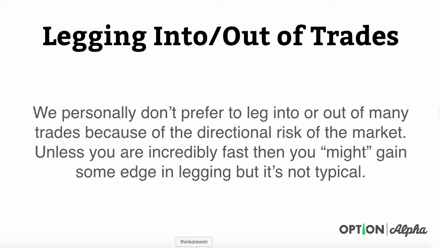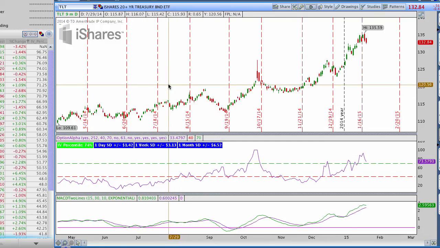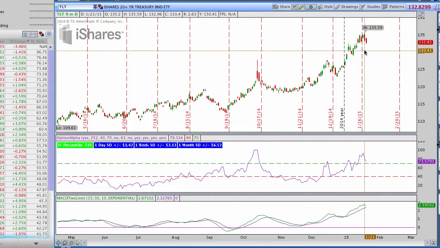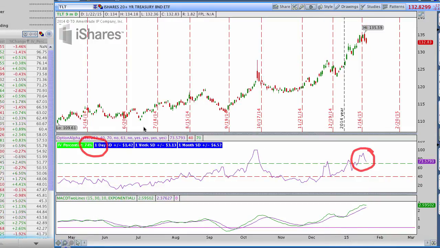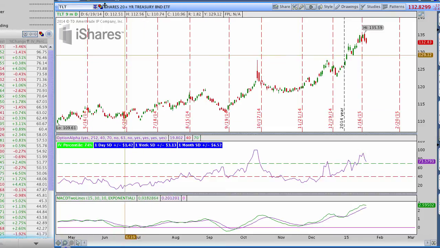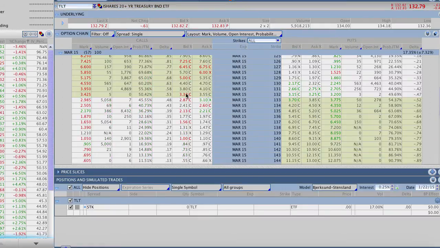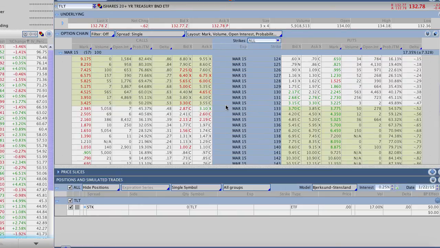So let's actually go over an example of how you would do this. Inside of our Thinkorswim platform, here is a chart of TLT, which is tracking bonds. Now we think that bonds are relatively overbought right now, and implied volatility in bonds is very, very high. It's up in the 74th percentile. So if we wanted to do some sort of iron condor trade in bonds, and we wanted to leg into it, here's how we might be able to do that. And again, this is why I don't prefer it, but I'll show you exactly how we would do that.